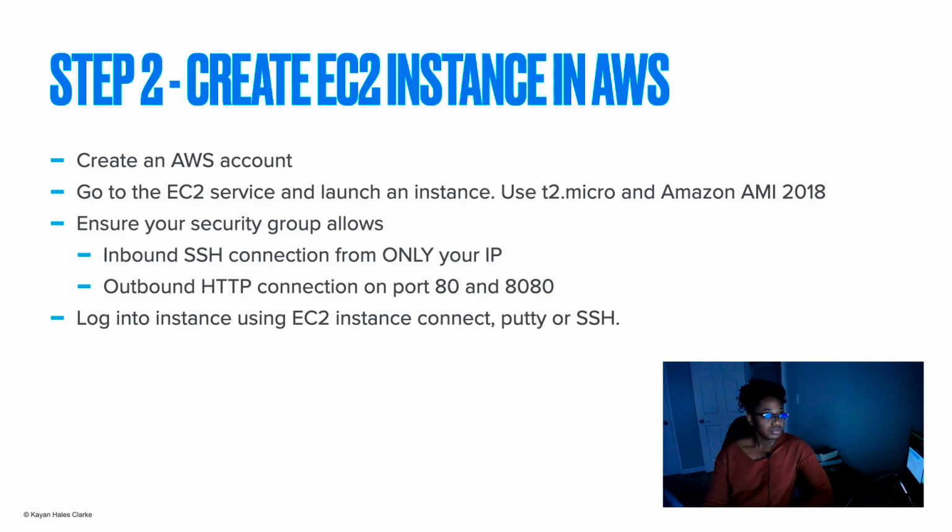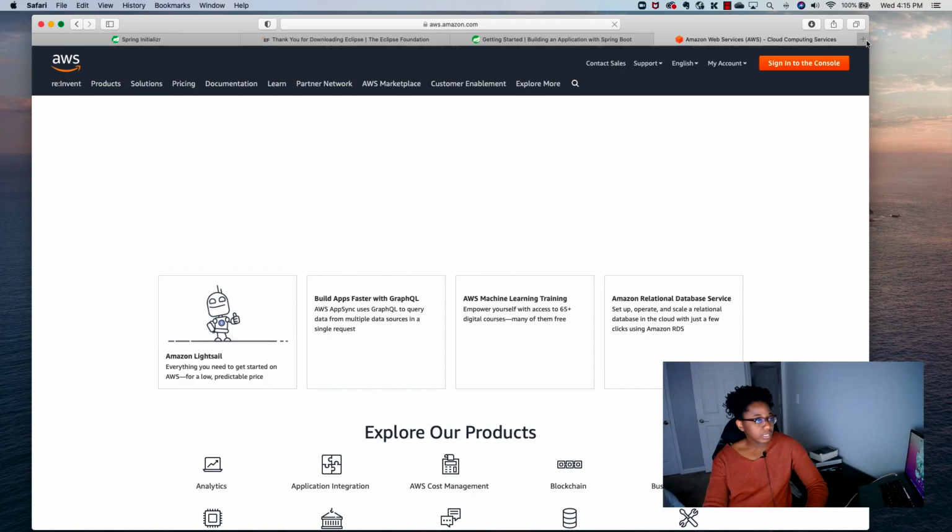First thing that we're going to do is create an AWS account, if you don't have one already. Then go to the EC2 service, launch the instance using T2 Micro and Amazon AMI 2018, create our security groups, and then log in. So let's get started. I'll show you how to create your AWS account.